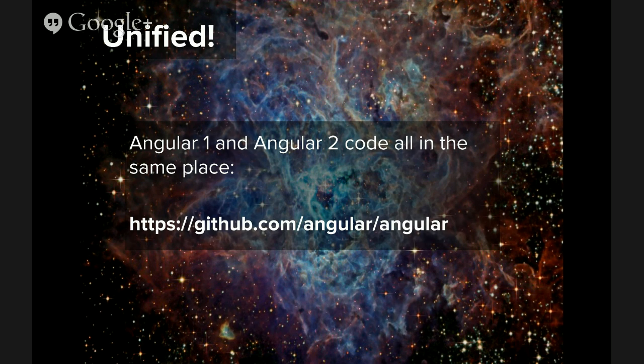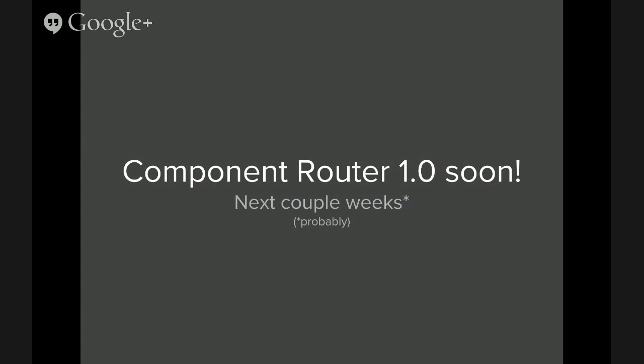But the long story short is that all the code now lives in Angular, and for the time being, that's where things will go. And once our infrastructure layer has settled down and can be put into its own module, then the code will live in Angular/router. So it seems confusing and perhaps arbitrary, but there's a good reason for it. And Component Router 1.0 will be soon, in the next couple of weeks, probably.